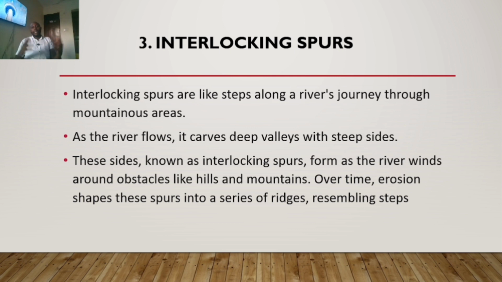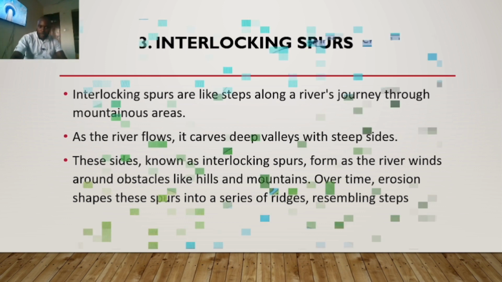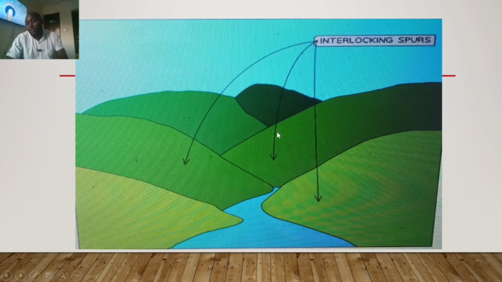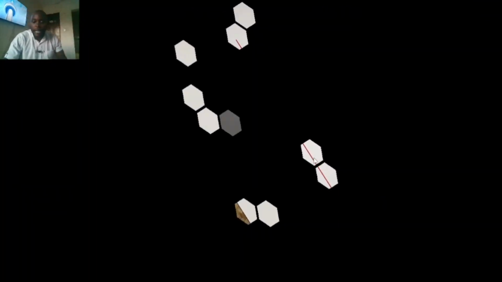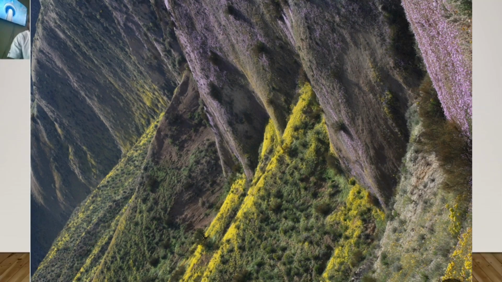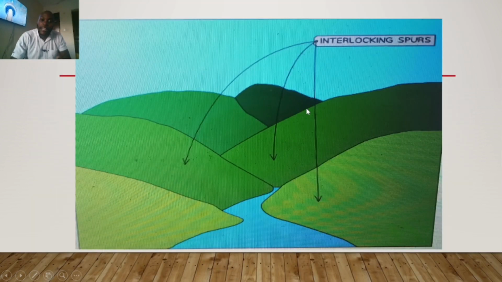So we have obstacles like hills and mountains. As the river winds around those obstacles, with time, the erosion caused by the river shapes these spurs into a series of ridges, resembling steps. Actually, when you look at that picture, it's such a thing. Those are the interlocking spurs. So as the river flows along these hills and valleys, it will be eroding that place and shaping it into ridge-like things, and the end result is what we call interlocking spurs. Clear?